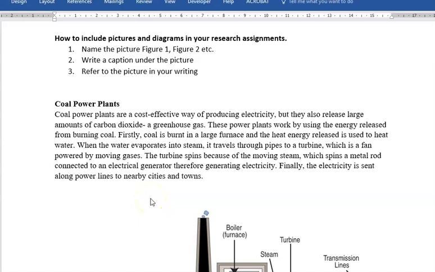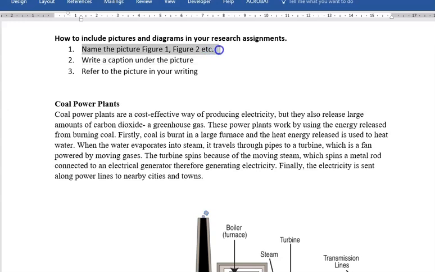Hey everybody! So this video is about how you can add pictures and diagrams into your assignments when you're doing a research task and the best ways to incorporate them into your writing as well. So this applies to science but also to any other subject where you're doing a research task like history, geography, and even in English. So here are my three best tips that you should use.